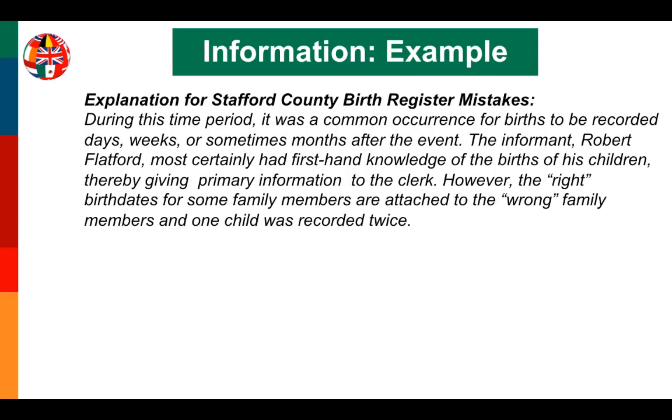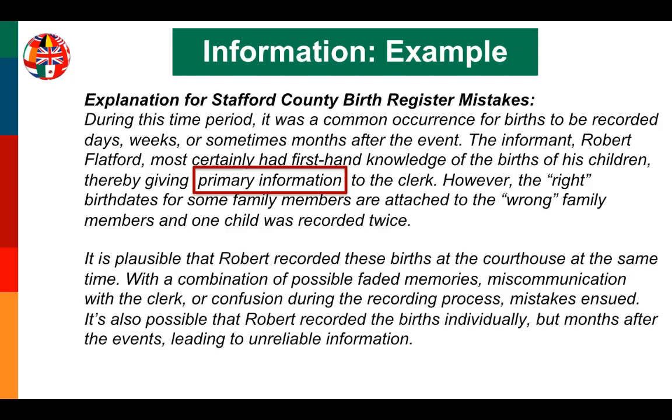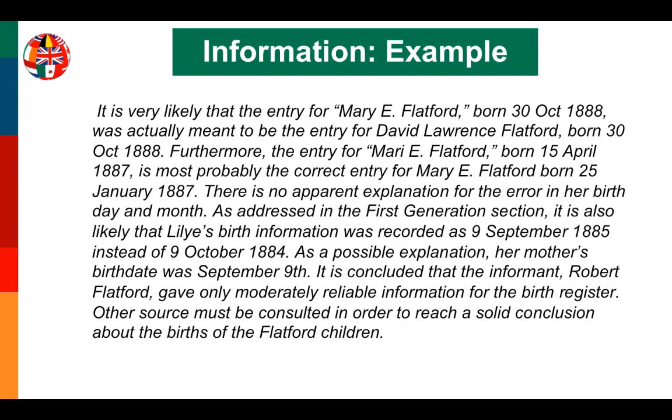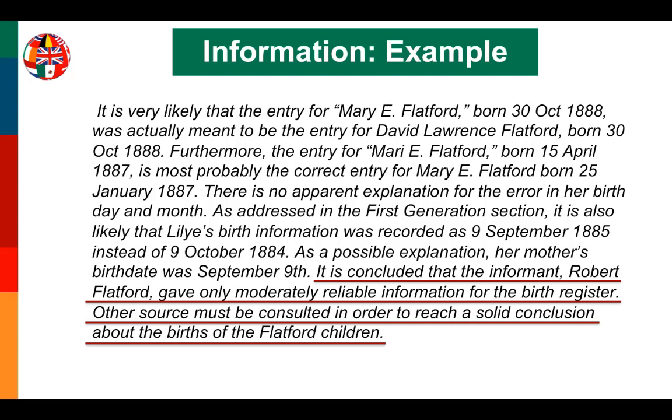Here is a continuation of the reliability of the Stafford County Birth Register, now in regards to the reliability of the information and the informant. Notice the proper term primary information is used. Then, a possible explanation or conflict resolution is summarized. Then the conclusion about the reliability of the informant and the information found in the birth register is summarized. Notice a clear concluding statement ends the example. Also, remember to use the link in the description of the video to view the full example.